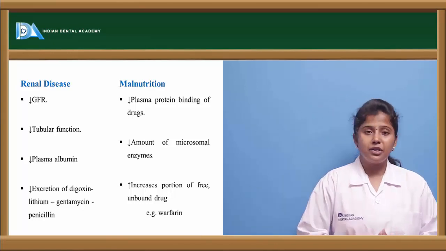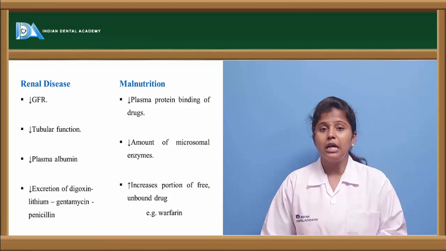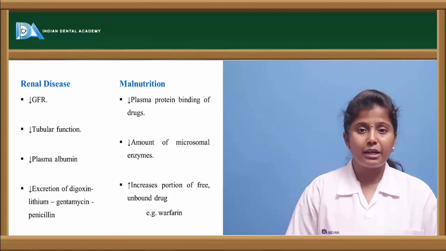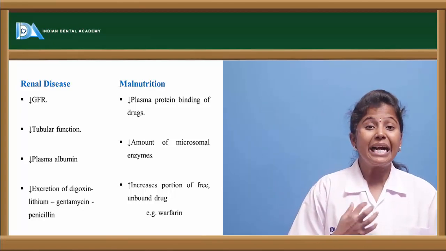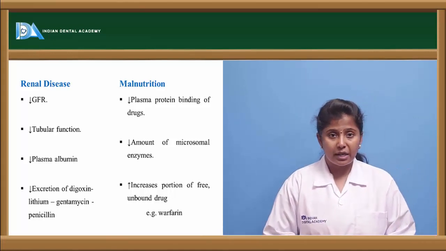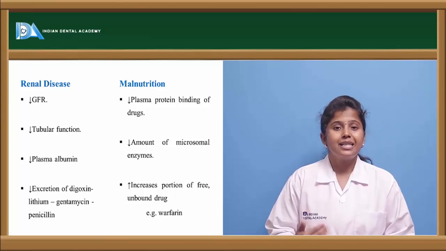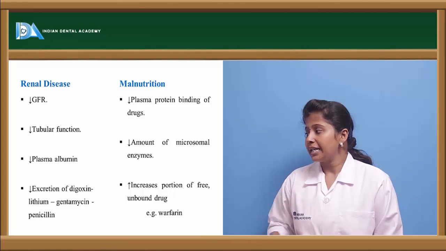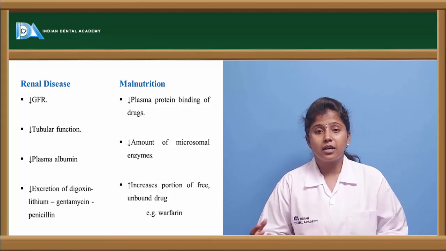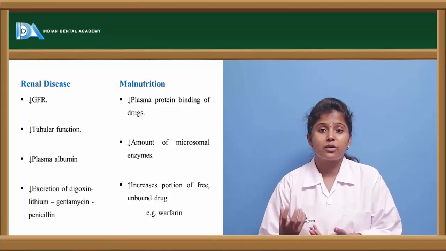And in malnutrition, if there is any deficiency of nutrients and malnutrition occurs, then the responses shown by the drug are decreased plasma protein binding of the drug. The drugs won't be able to bind to the plasma proteins, and there will even be a decreased amount of microsomal enzymes. Then, if the amount of microsomal enzymes is decreased, drug metabolism will be decreased, and there will be an increased portion of free unbound drug. So if the drug is not binding to the plasma protein, then the drug stays in the unbound or free state.